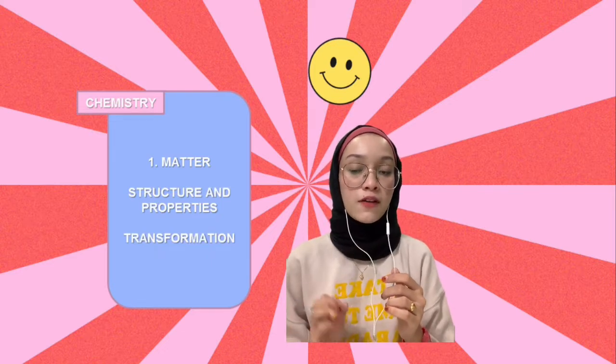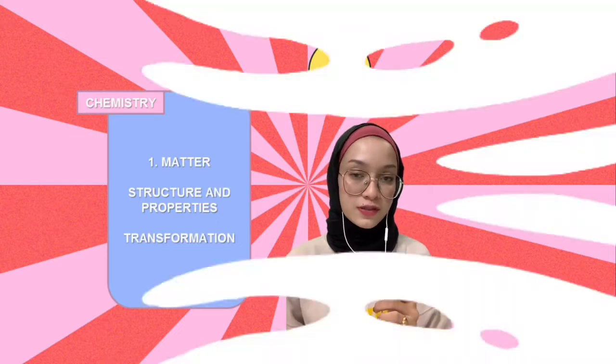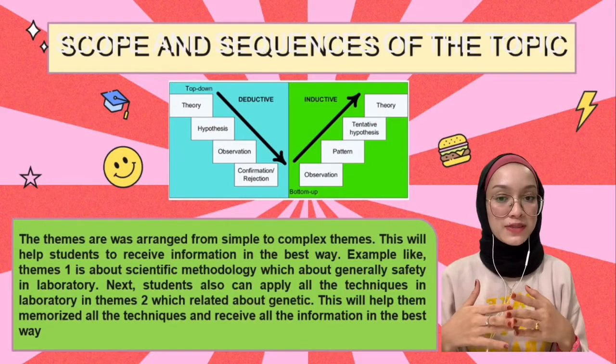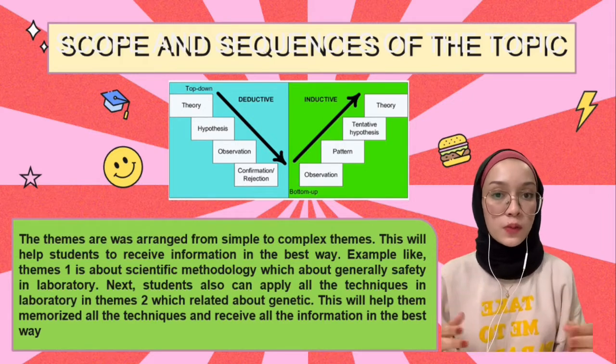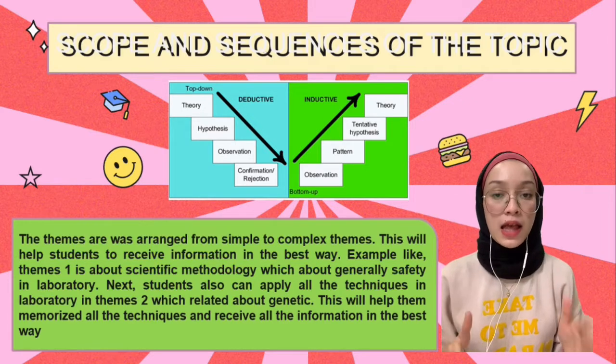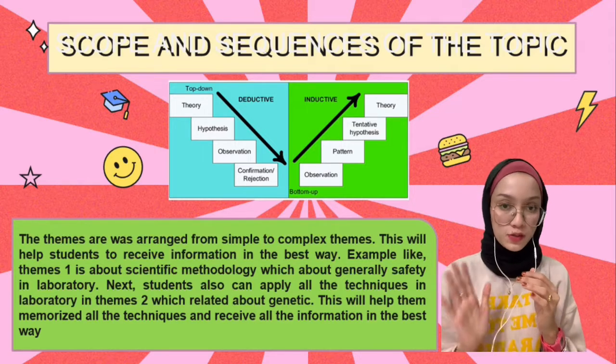Most of these subjects have 3 to 4 themes, which are suitable and enough for the students. Next, let us move to the scope and sequence of the topics. The themes were arranged from simple to complex. This will help students receive information in the best way.